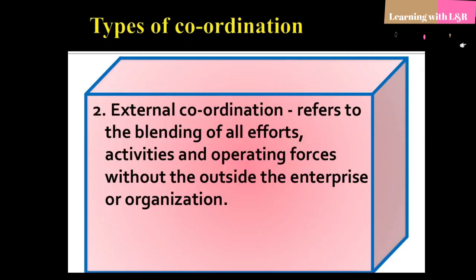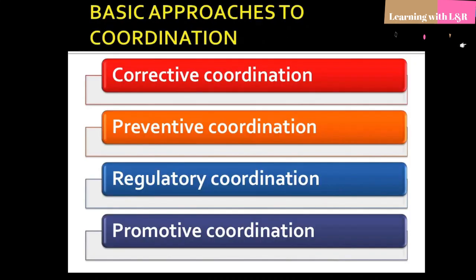Then types of coordination. The first one, internal coordination, we have done. Now we are going to do external coordination. It refers to the blending of all efforts, activities, and operating forces outside the enterprise or organization. Then basic approaches to coordination: first one, corrective coordination, preventive coordination, regulatory coordination, and promotive coordination.